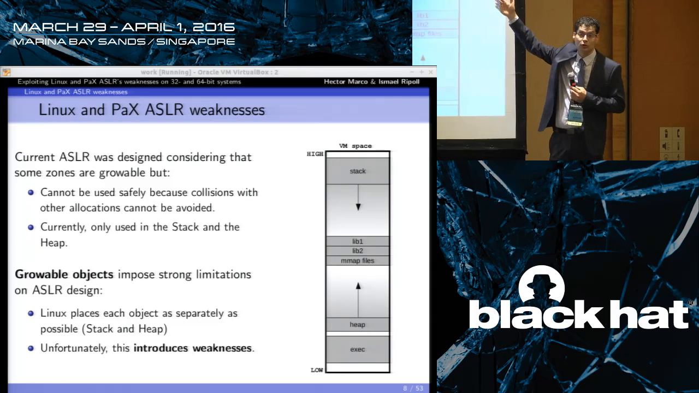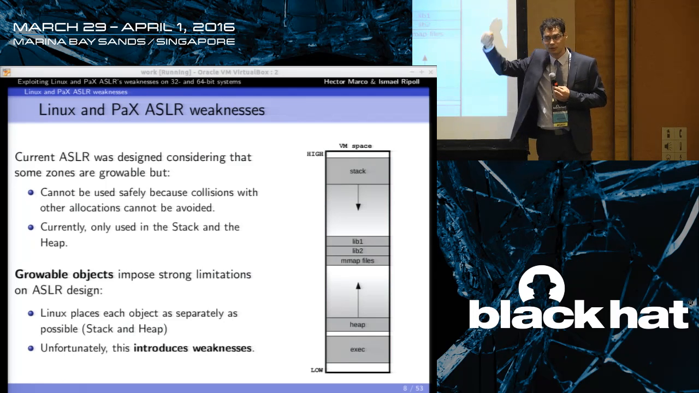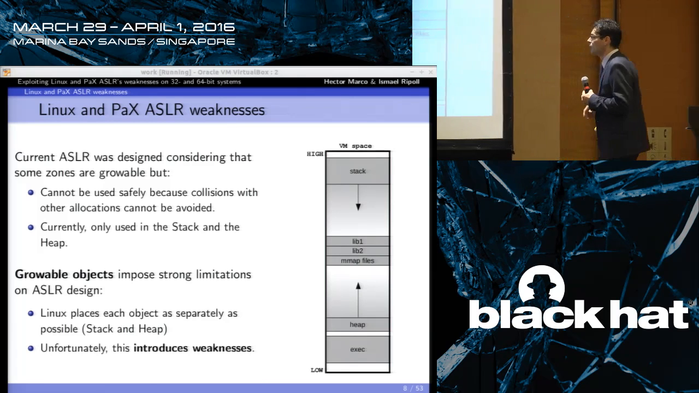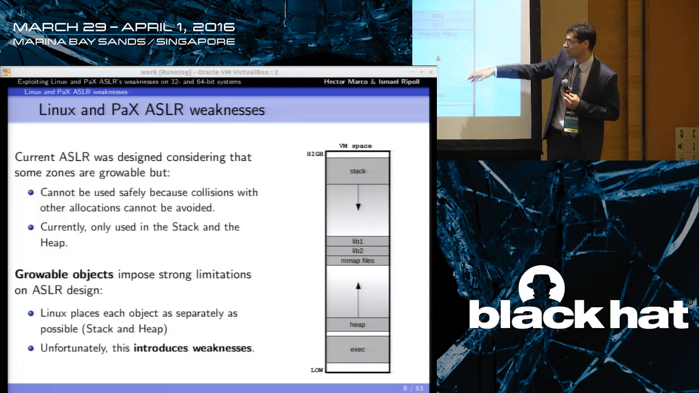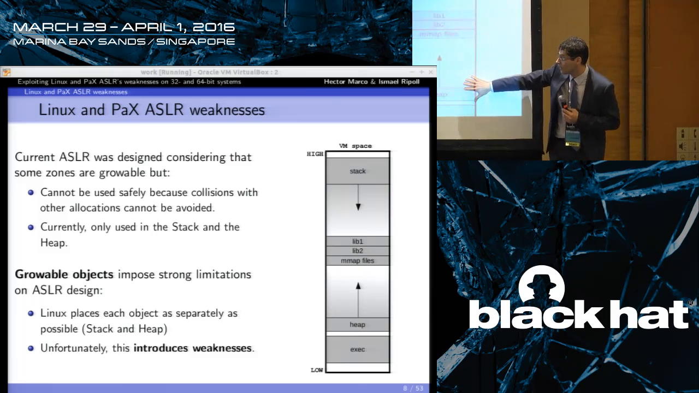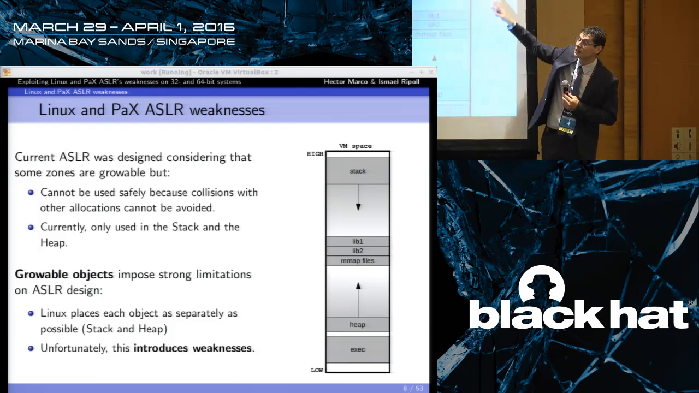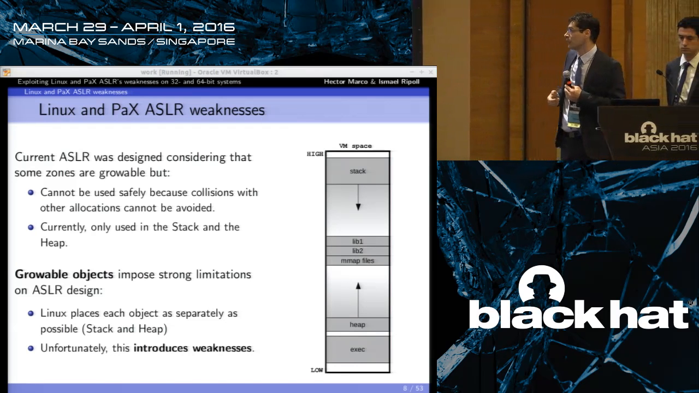And the stack obviously grows downward. Every time you call a function, every time you declare a local variable, the stack grows down, and then you wind and unwind the stack, okay? So those two objects are typically considered to be growable objects, and so we have to make room for them. So we have to put the heap and the stack as far apart from each other as possible, okay?